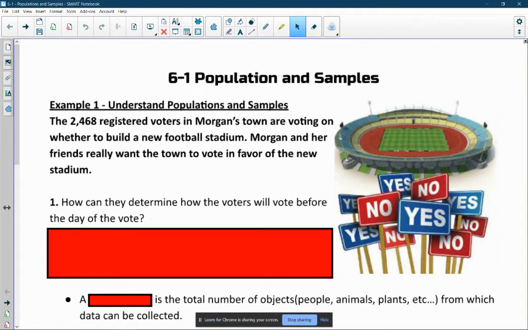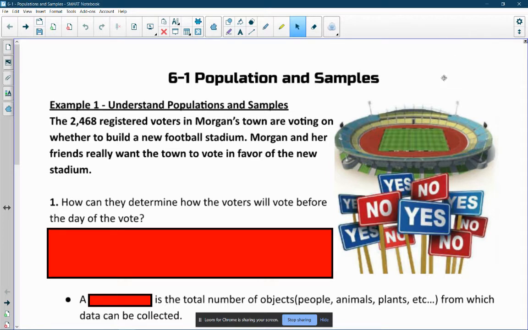Example 1, understanding populations and samples. The 2,468 registered voters in Morgantown are voting on whether to build a new football stadium. Morgan and her friends really want the town to vote in favor of the new stadium. How can they determine how the voters will vote before the day of the vote? So Morgan and her friends want to know how the vote's going to go.